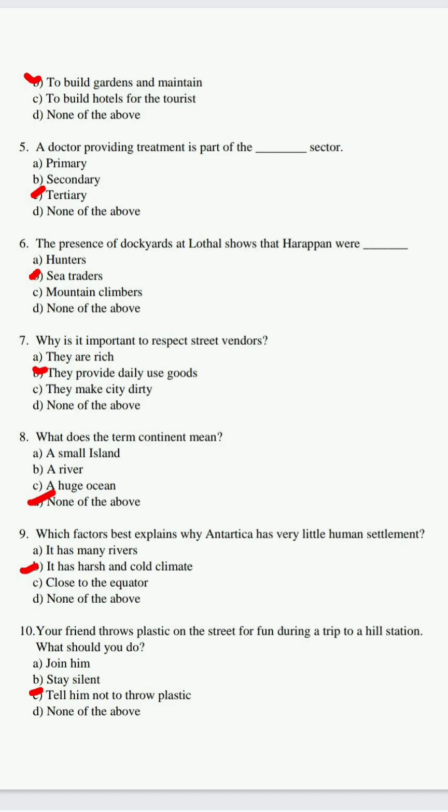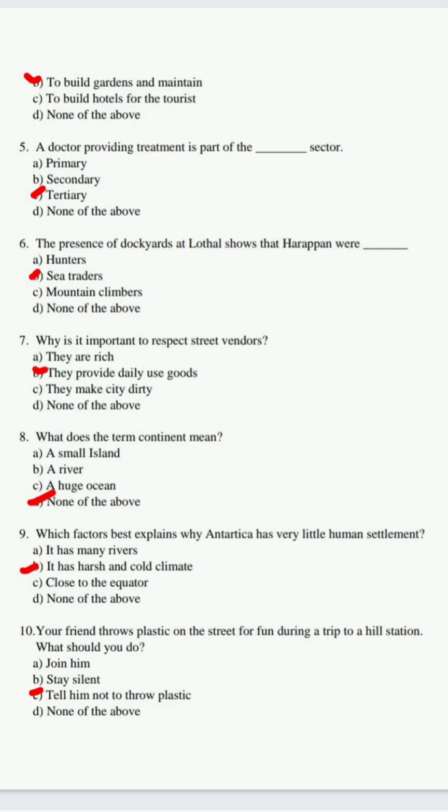Question number 8. What does the term continent mean? Options are A. Small island, B. A river, C. A huge ocean, and D. None of the above. And the correct option among these is none of the above.